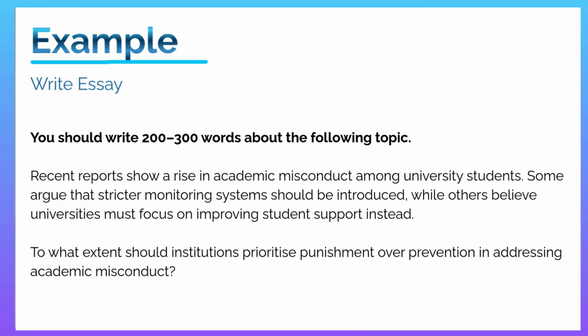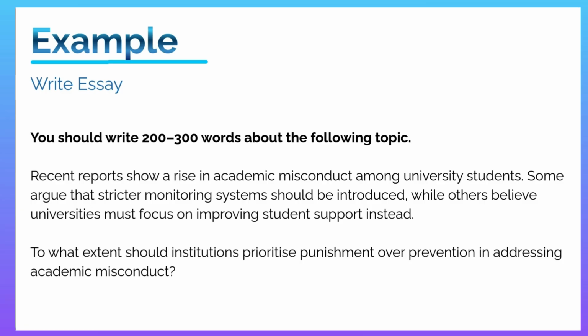200 to 300 words. Recent reports show a rise in academic misconduct among university students. Some argue that stricter monitoring systems should be introduced, while others believe universities must focus on improving student support instead. Most important part down here. To what extent should institutions prioritize punishment over prevention in addressing academic misconduct? Can you identify what kind of argumentative essay it is? Well, this is to what extent.